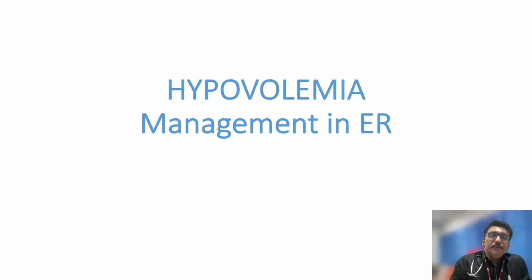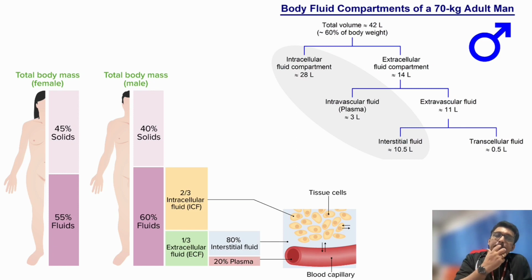Today let us discuss the management of hypovolemia in the emergency room. If we look at our body water, around 40 to 45% is solids and 60% is fluid. Of that, 2/3 is intracellular fluid and 1/3 is extracellular fluid. In the extracellular fluid, 80% is interstitial fluid and 20% is plasma fluid.